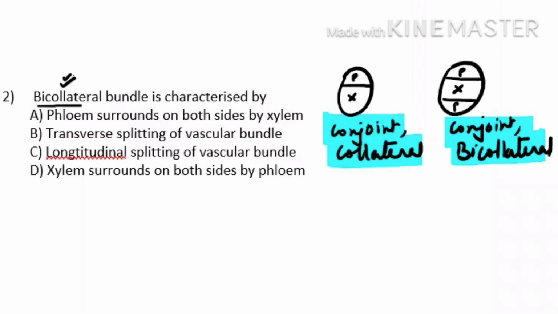Check the diagram, and by seeing this you can find whether phloem surrounds xylem on both sides. No, it is not. Phloem is not surrounded by xylem. It is the xylem which is surrounded by the phloem. So the answer will go here. You can't take this one because they are telling phloem is surrounded by the xylem. Wrong. There is no splitting of the vascular bundle. Is it clear? So this is the right answer for this second question.